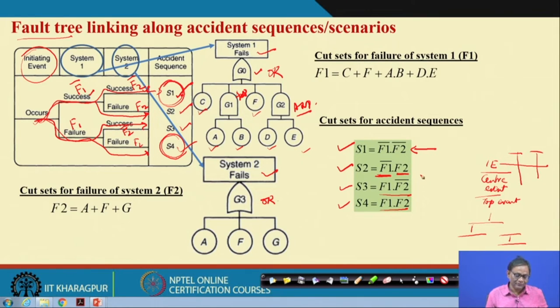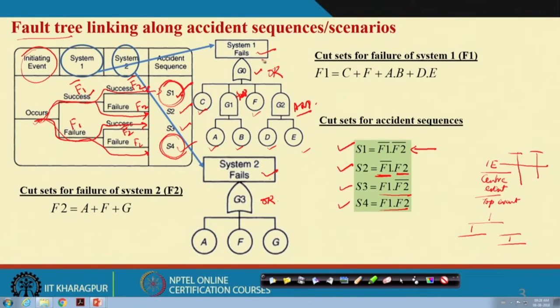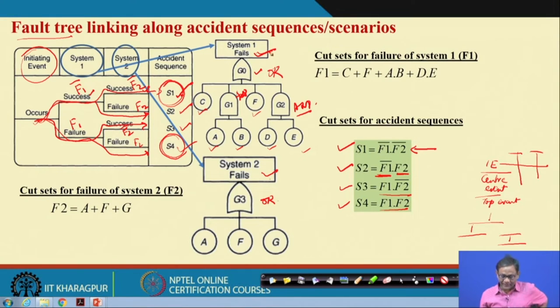But what we are interested in knowing is how the basic events, with reference to system 1 and system 2 failures, are linked with these 4 sequences. That is basically linking the fault tree with the accident sequences. In order to do so, you need to find the cut sets for system 1 as well as system 2. All of you know what a cut set is: a set where, if all the basic events of that set occur, then the system top event occurs.